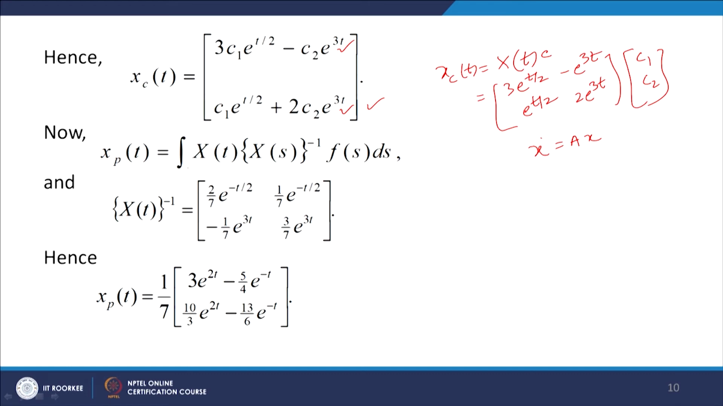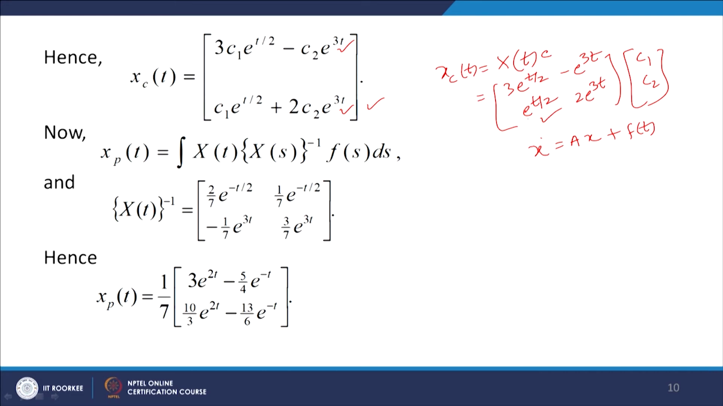Now, let us find a particular solution of x dot equal to Ax plus f(t). So, the particular solution by our theorem is given by X(t) into the integral of X(s) inverse into f(s). Now, X(t) we know, this is our X(t). We can find its determinant. Okay.